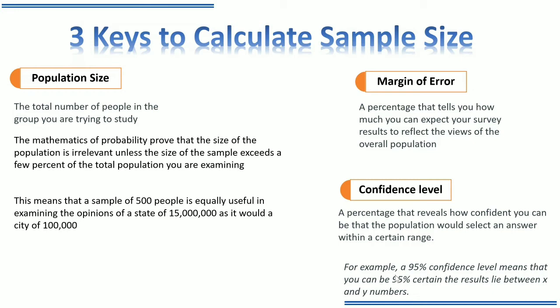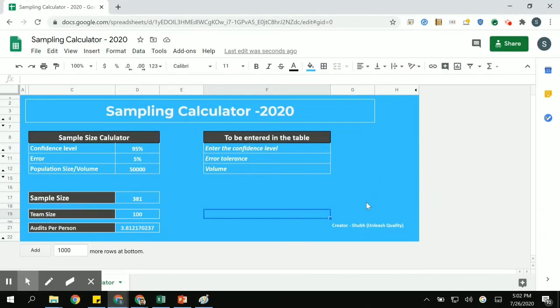Hence, when we look into the sampling calculator, there is a p-value which I like to keep at 50%, so that the sample size that I get is the maximum number of sample size that I should be getting, right? So these are the basics of population, margin of error, and confidence level. So we'll quickly move on to the sampling calculator and see how it works.